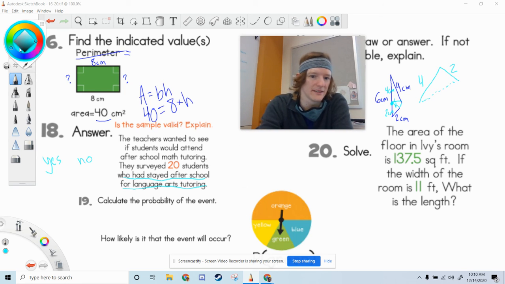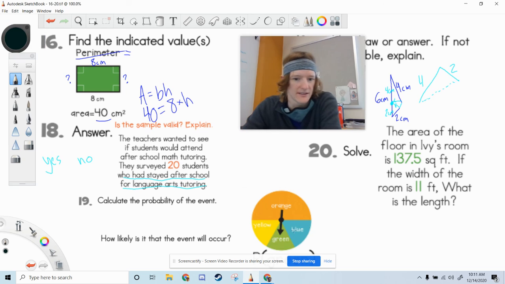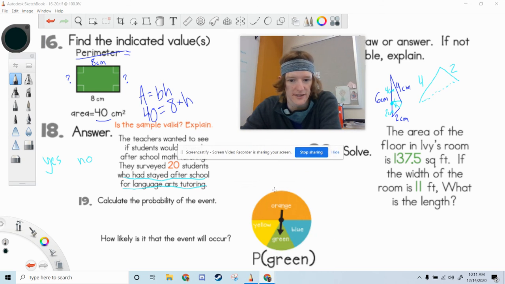Calculate the probability of the event for number 19. How likely is it that we're going to get green? So they have this spinner, and it looks like half the time it's going to be orange, and then we have 1, 2, and 3 down here. So this is broken into sixths. So 3/6 is orange, which is the same thing as a half.